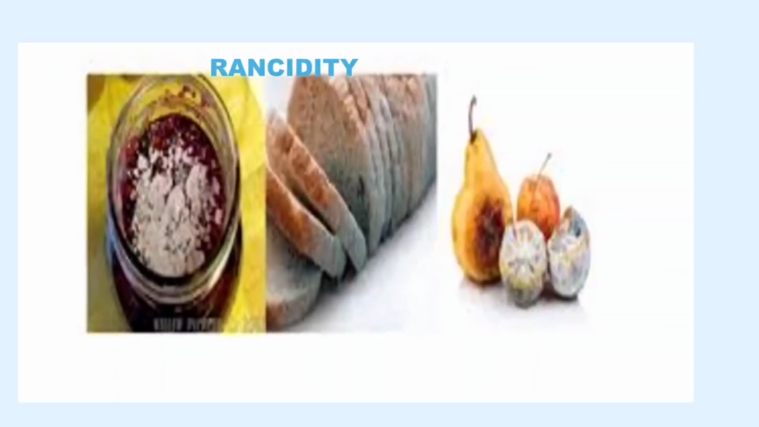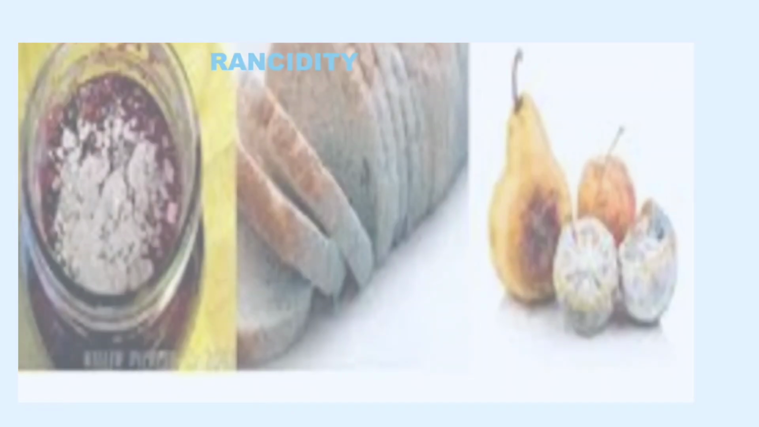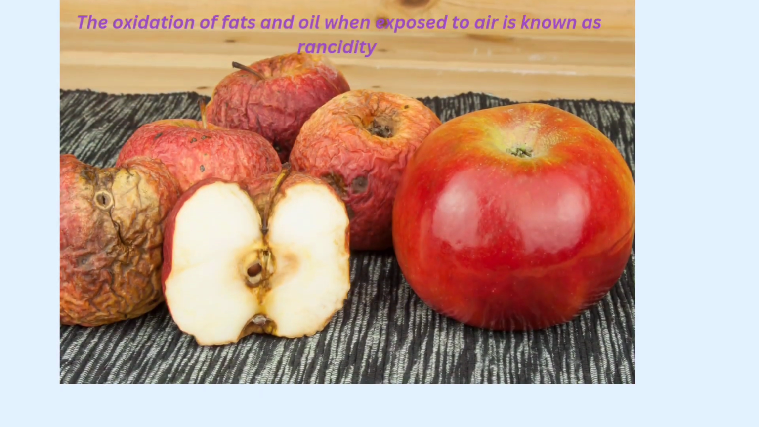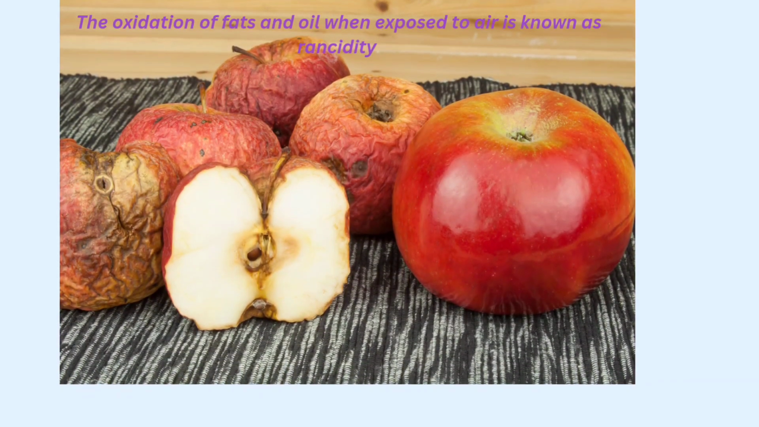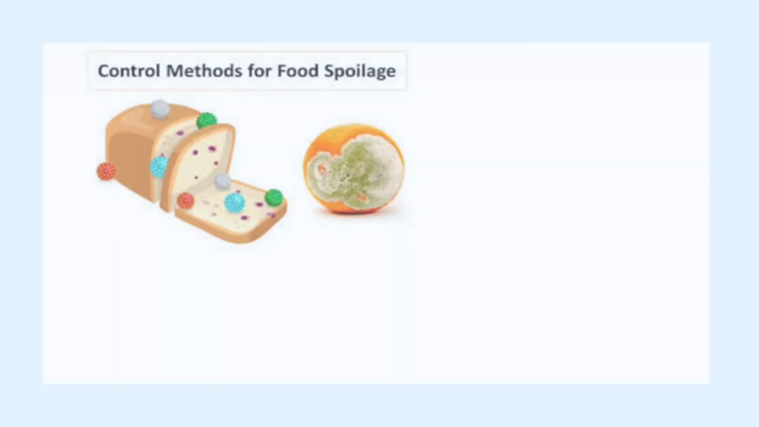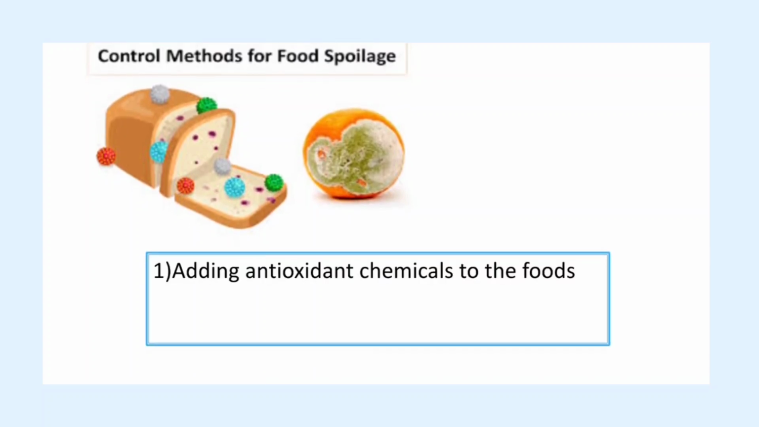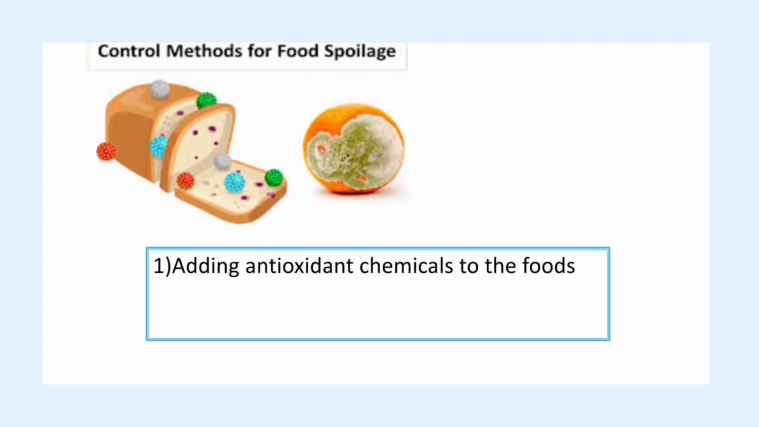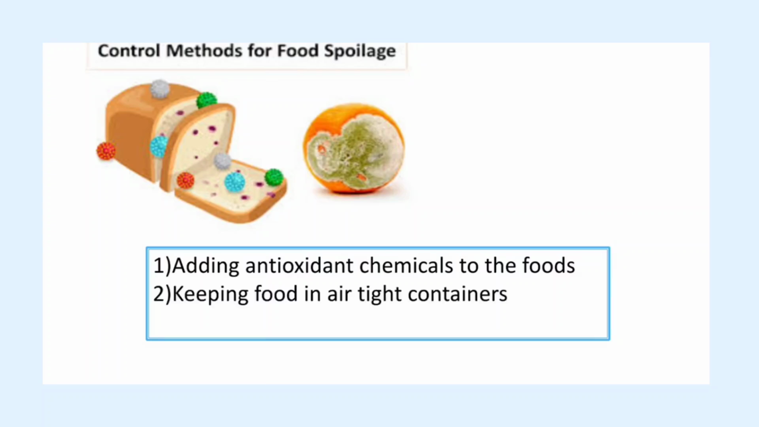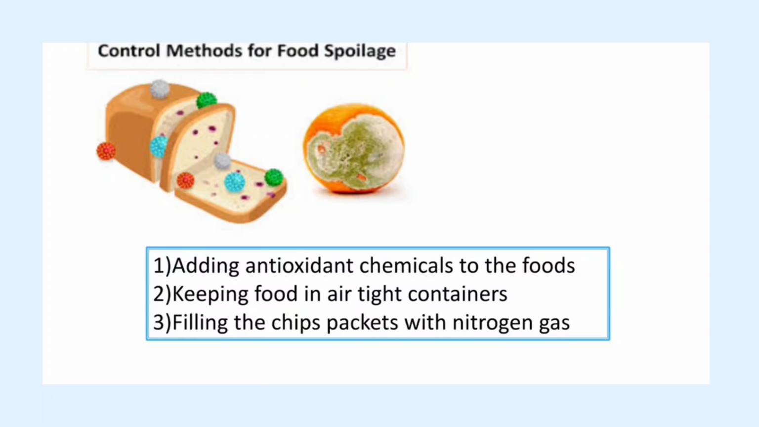Rancidity. It means the oxidation of fats and oil when exposed to air. Then how can this process be controlled? By adding antioxidant chemicals to the food, keeping food in airtight containers, and filling the chips packet with nitrogen gas. In this way, we can avoid rancidity.